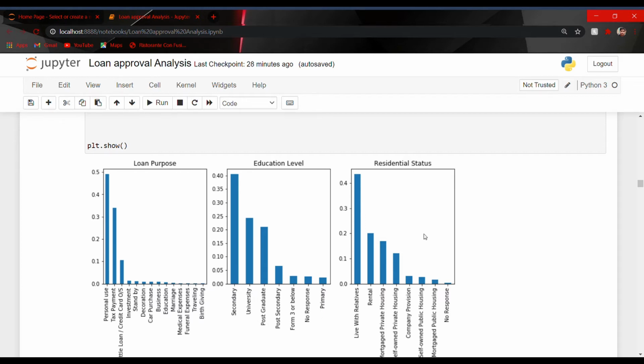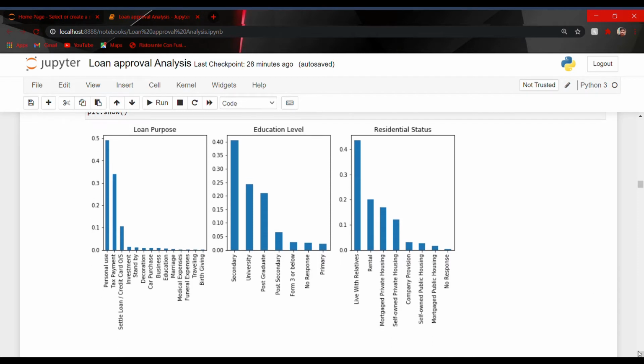Then for residential status, we can see that the majority of the loan applicants, not majority but 50% of the loan applicants, live with their relatives.